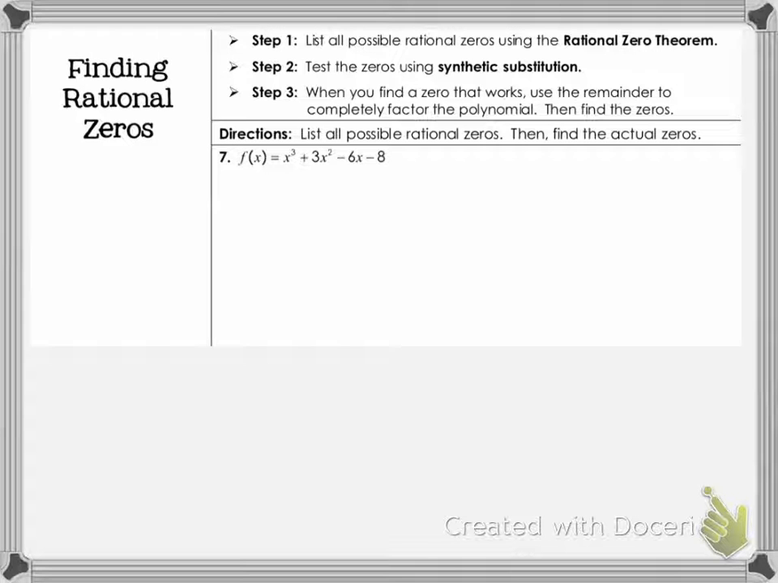So we're going to talk about finding the rational zeros using the rational zero theorem. So here's the steps. First, you list out all the possible ones, and then you start testing them using synthetic division, synthetic substitution. See which one gives you a 0. When you find a 0 that works, use the remainder to completely factor the polynomial, then find the zeros. So, hopefully, this won't take us too long. There won't be too hard.